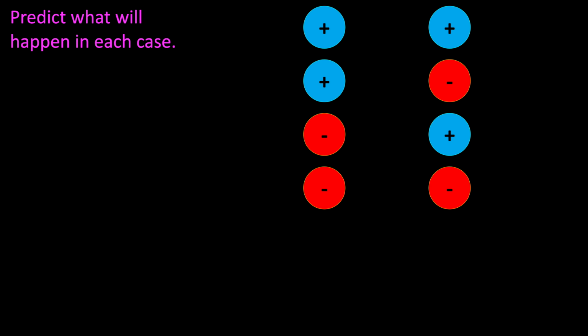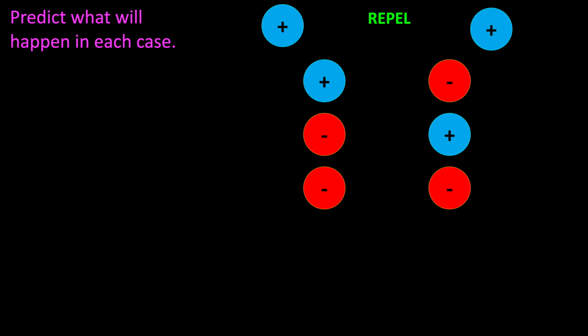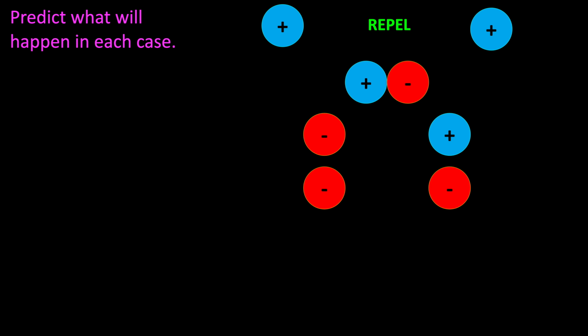Here we have some pairs of charges, both positive and negative. They're in pairs if you see. How do you think they're going to interact? Pause the video and think. So, the first pair are both positive, and in this case, they're going to repel. Next, we have a positive charge and a negative charge. In this case, they're going to attract.